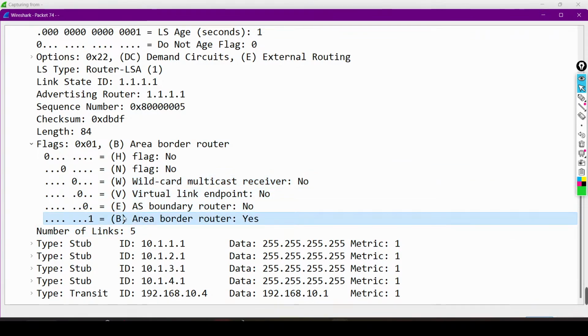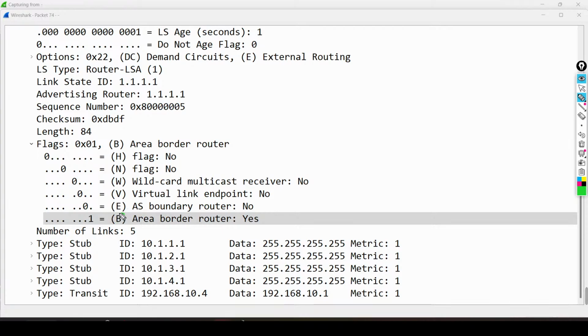I need to make you understand only 3 flags. Which flags? There is one bit called B bit, which is the ABR flag. There is one bit called E bit. And there is one bit called V bit. V bit is for virtual link, and now we are not going to talk about it. What will the router do? The ABR router will turn on the B bit. In LSA 1, if a router is setting the B bit, that means the router is saying that I am an ABR.